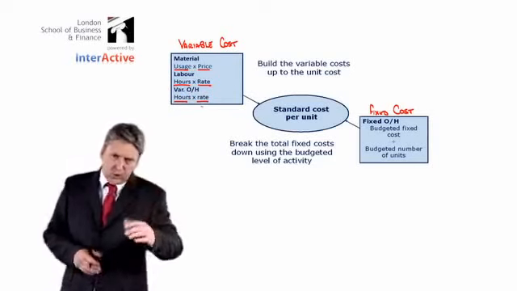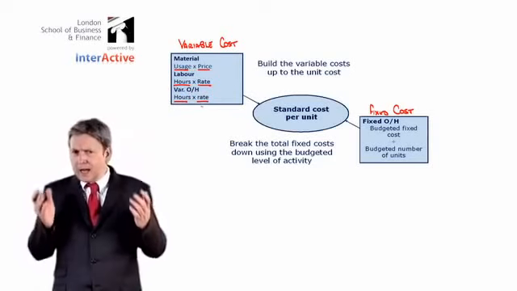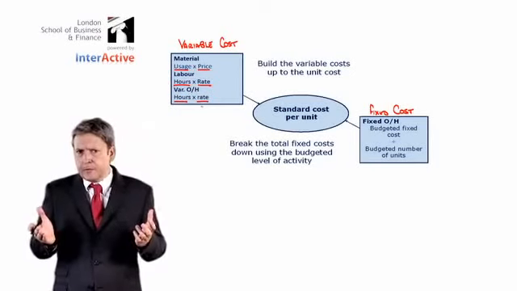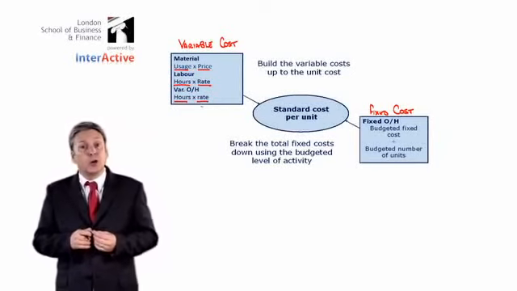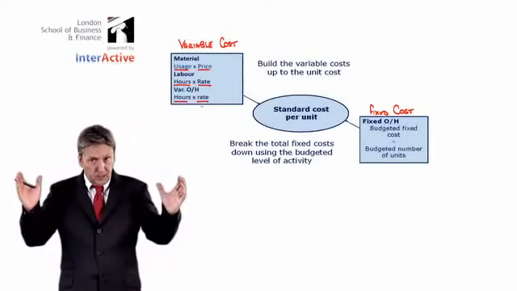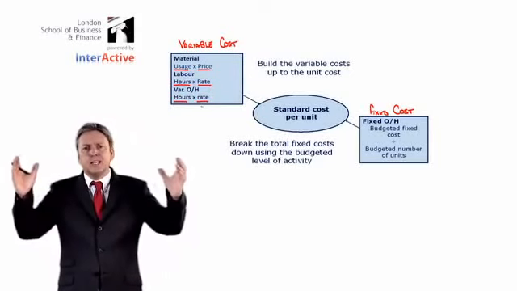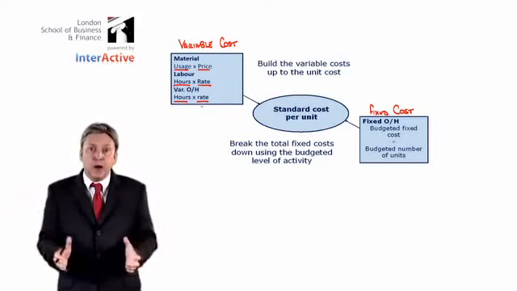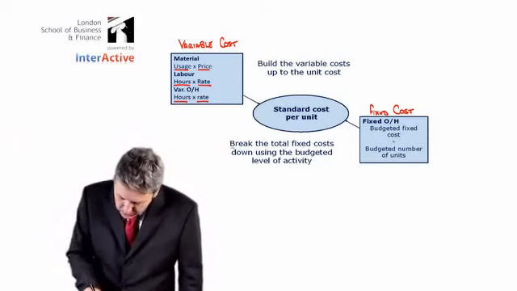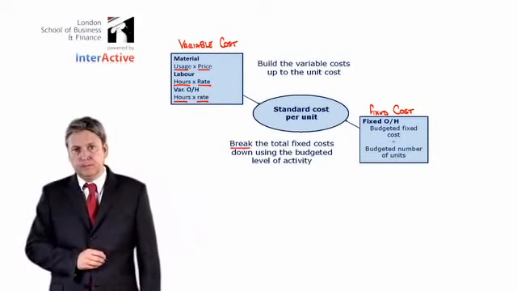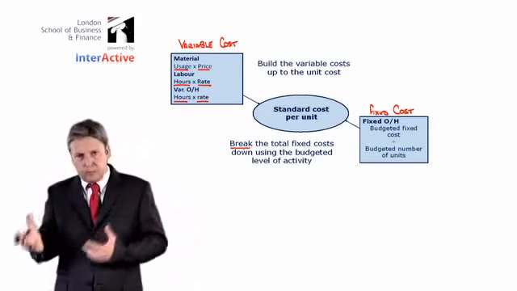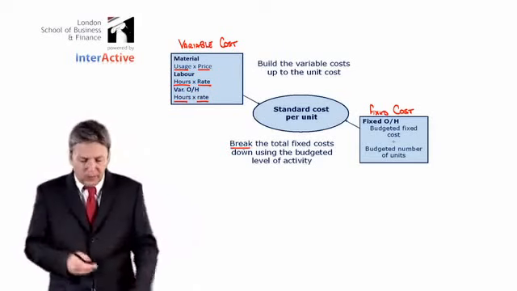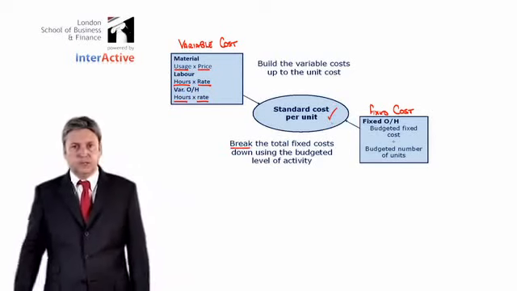If we're looking at fixed costs, our fixed overhead, what we're going to have to do is work the other way around. Because if you remember, fixed costs are a constant in total terms. So we will start with some budgeted fixed cost. And in order to get the unit cost, we're going to have to divide the budgeted fixed cost by the budgeted units. Okay? So if you wish, we break the total fixed costs down. Build up the variable cost, break down the fixed costs, and then we have our standard cost per unit.